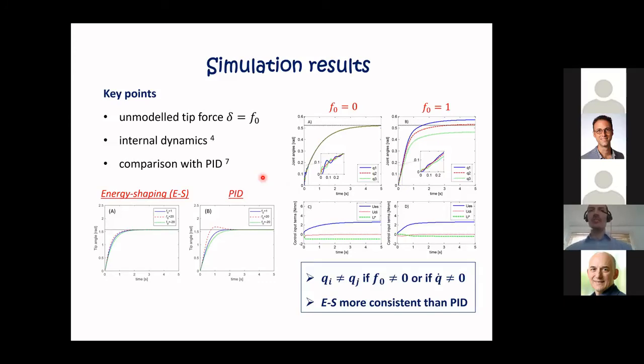What we've seen, however, is that once we fix the tuning parameters and we change the magnitude of the tip force, in this case by a factor of 20, the energy shaping approach is much better able to preserve the performance compared to, for example, a PID in this case.